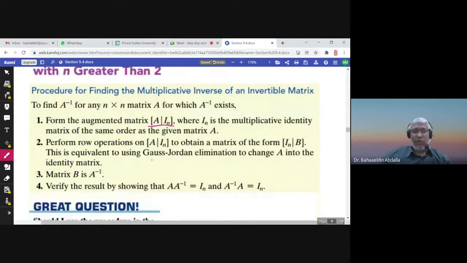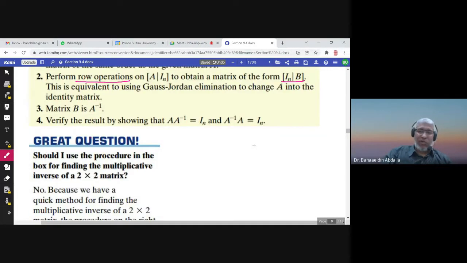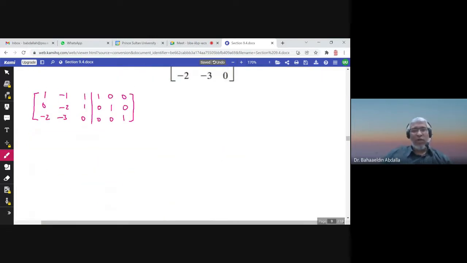Then what to do? Now we use row operations. Do you remember row operations in section 9.1? We use them to obtain a matrix of this form. So we change A to the identity matrix, similar to the Gauss-Jordan elimination method. We work with matrix A and change it to the identity matrix. What does it mean? This number has to be 1, these are zeros, then this is 1, and these two zeros, then this is 1, and these two zeros. The same method exactly as Gauss-Jordan. So let us do that.